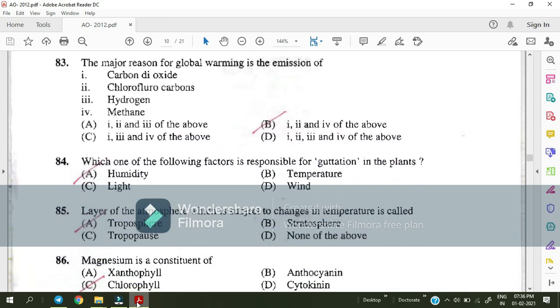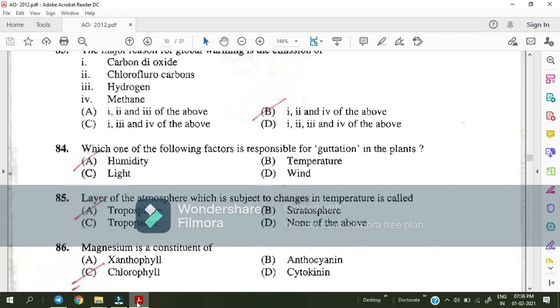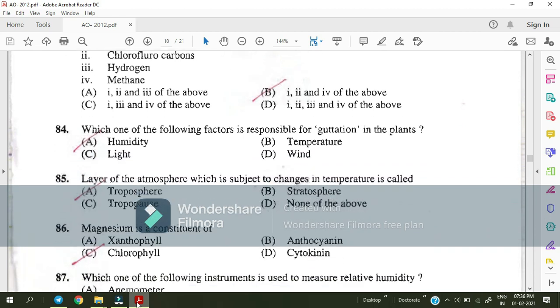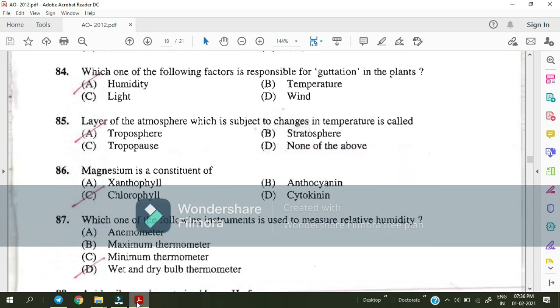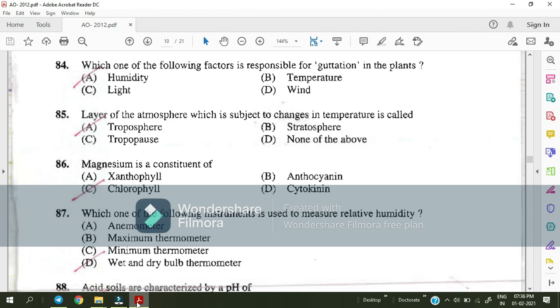84th question, which one of the following factors is responsible for guttation in plants? Humidity. 85th question, the layer of the atmosphere which is subject to changes in temperature is called troposphere. Stratosphere is otherwise called the sheet of photochemical reaction. Tropopause is the mid point between troposphere and stratosphere. 86th question, magnesium is a constituent of chlorophyll.